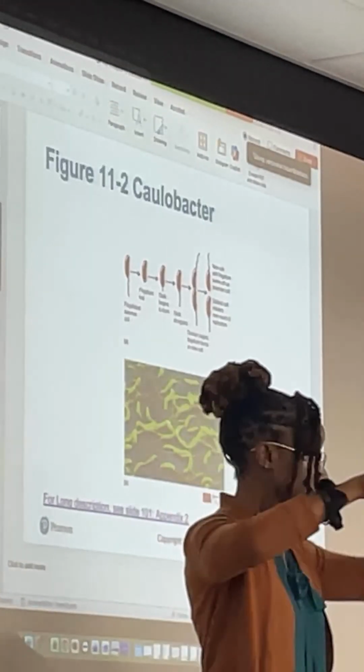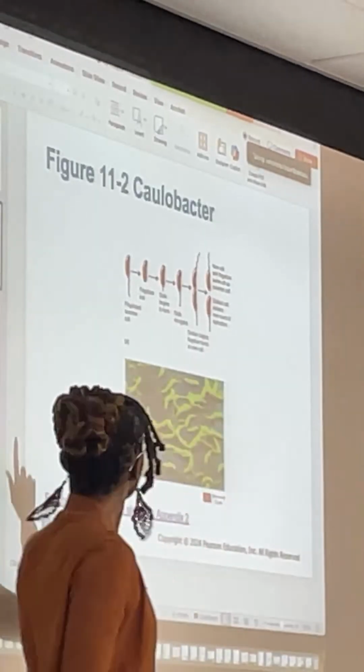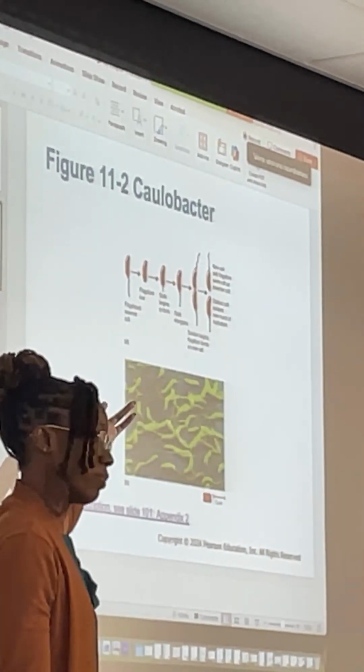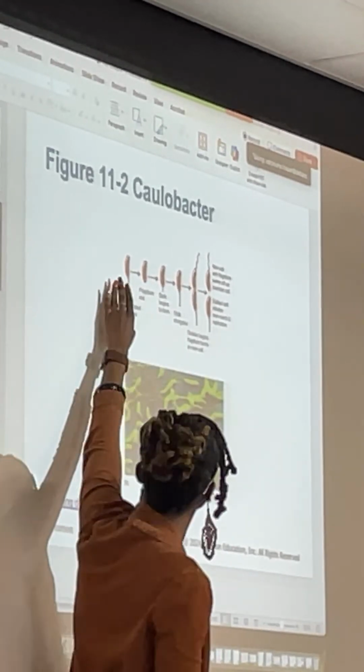I showed you guys how you have those little lines on your plate for the Proteus. Yeah, they can move too. And that makes sense, they're aquatic. They're found in the water. They have a flagellum too. So these guys are going to have this flagellum structure.